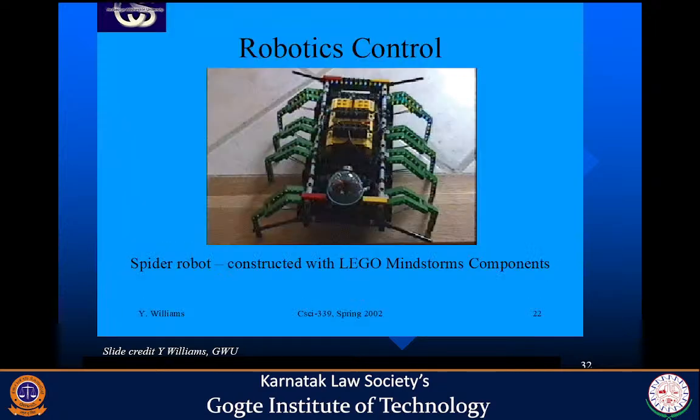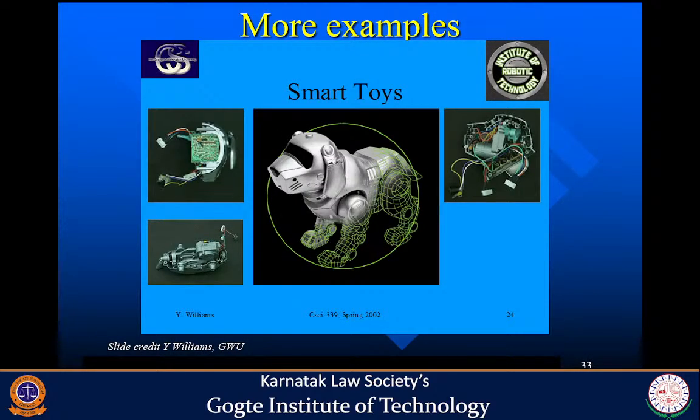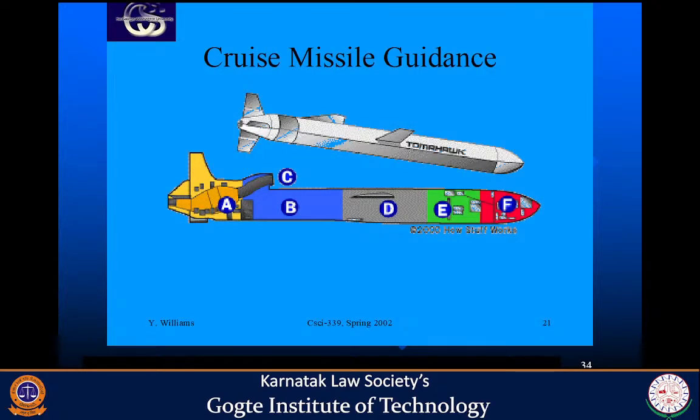Another part of this could be robotics control. This is an example of a spider robot, which is constructed with Lego Mindstorms components. This is in fact nothing but an embedded system. Then again, smart toys. This is an example of building a smart toy, a smart dog. You can design such things once you have knowledge about embedded systems and how to design an embedded system. Then cruise guidance and missile guidance again come as part of this. There is an embedded device present in the controlling part, due to which this missile guidance system works. So this is again an application of an embedded system.